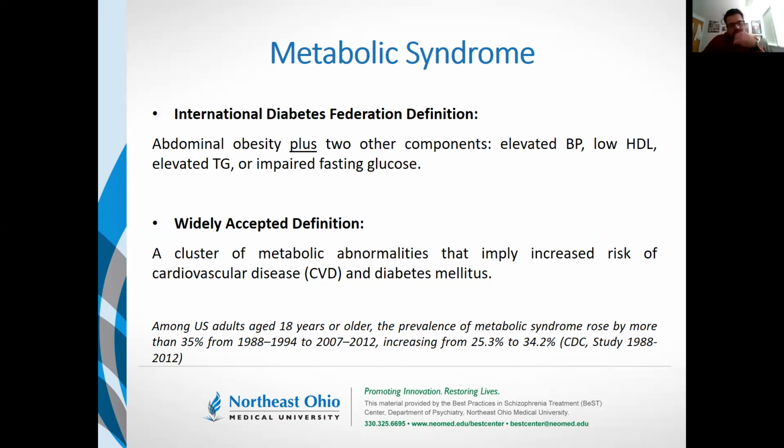And now looking at the widely accepted definition of metabolic syndrome, it's a cluster of metabolic abnormalities implying an increased risk of heart disease and diabetes mellitus. And this bottom quote is from the CDC website. Among US adults aged 18 years or older, the prevalence of metabolic syndrome rose by more than 35% from 1988 to 1994 to 2007 and 2012, increasing from 25.3% to 34.2%, which goes to show that, with the obesity rate as high as it is, metabolic syndrome prevalence is going up also.